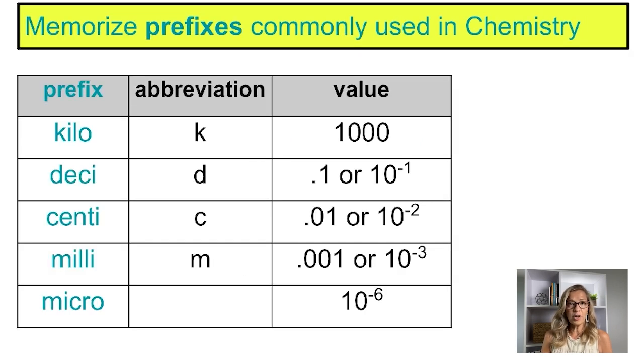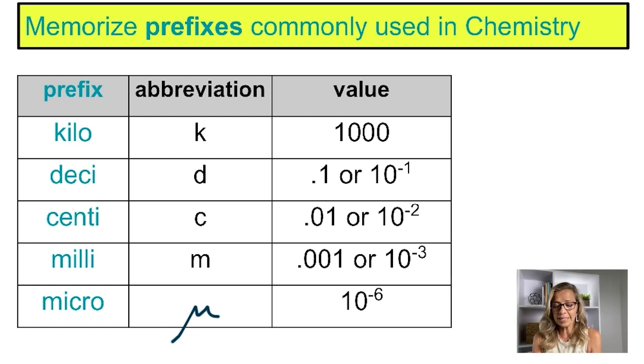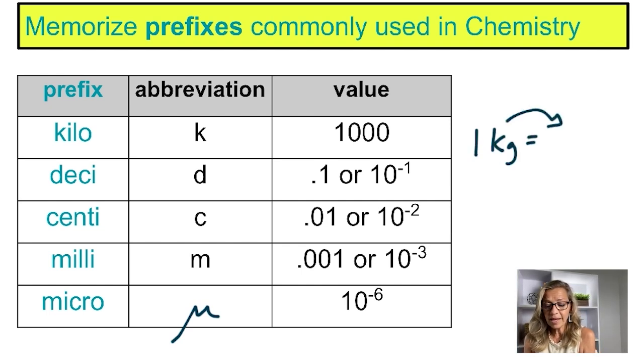The other thing you need to know are prefixes, and there are several that I think you need to memorize. There are many more. There'll be a big table in your book, and they are kilo, deci, centi, milli, and micro. And micro, the symbol there is a mu. That's a Greek letter M. And they have a certain meaning, and you would apply the meaning, the value, to the root unit.